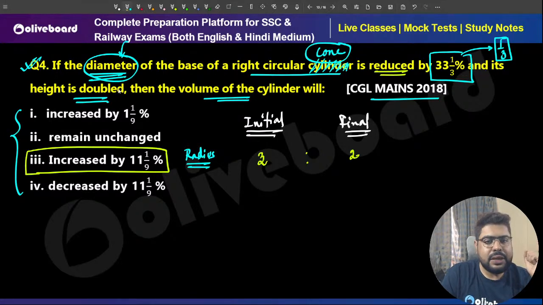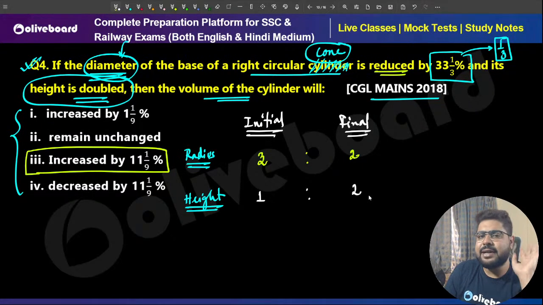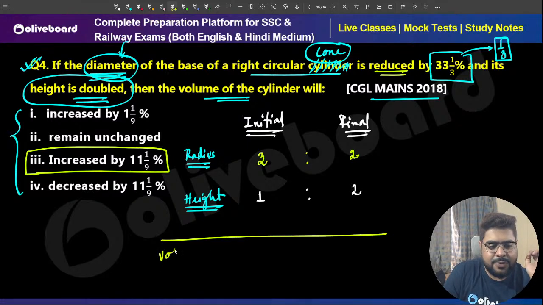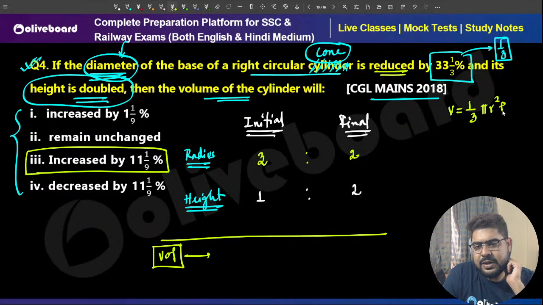Now, height has been doubled. That means the ratio is very simple. If this was 1, it will be 2 now. 1:2, it is doubled. So let's take out the volume. What is the formula for the volume of a right circular cone? The volume is 1/3 pi r square h, always 1/3 of the cylinder.